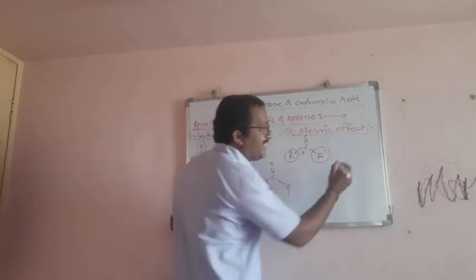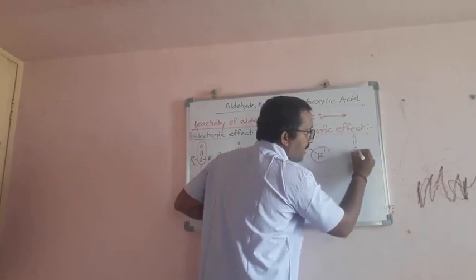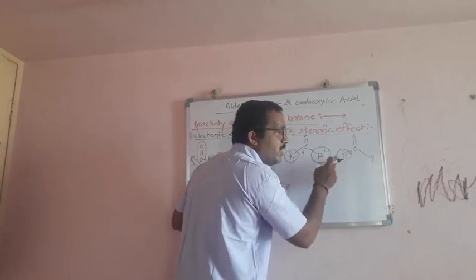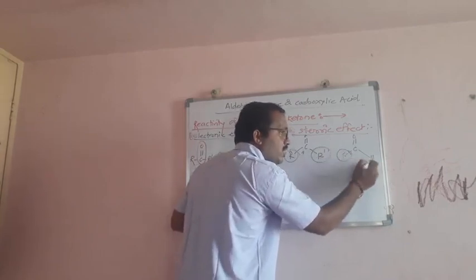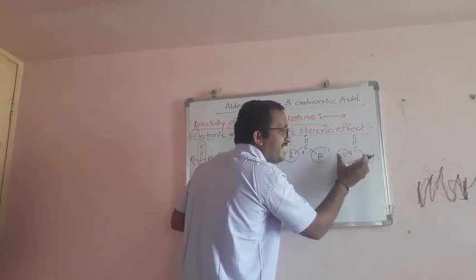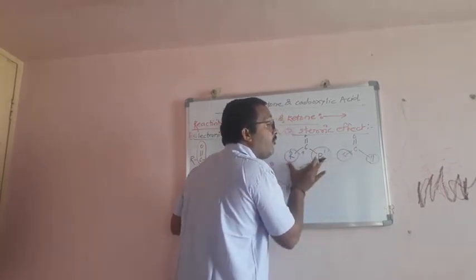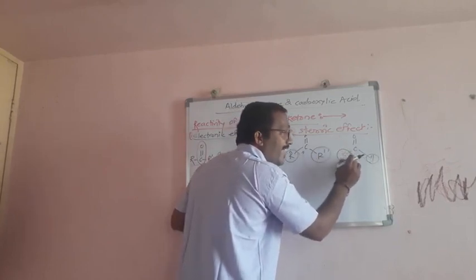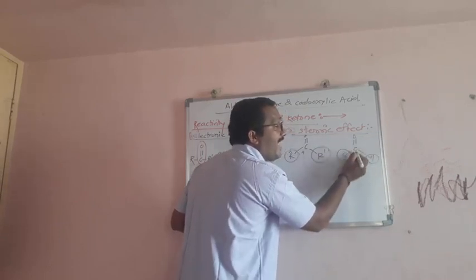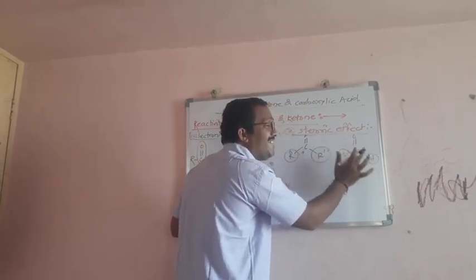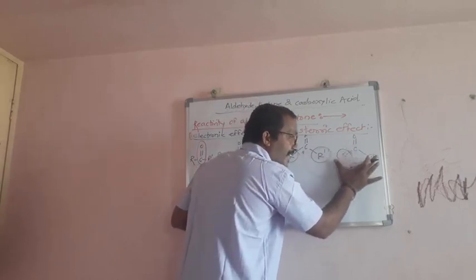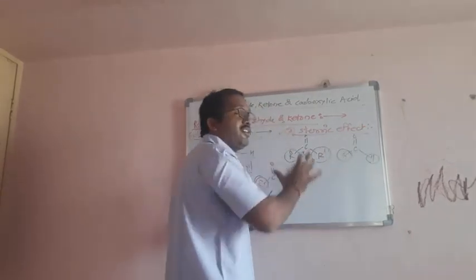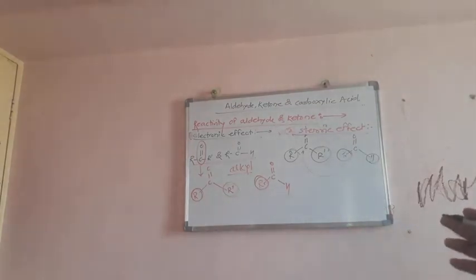On the other hand, in the aldehydic functional group, there is only one alkyl group, only one bulkier group, and the other is hydrogen. The steric hindrance is less than that of the ketone, because only one alkyl group is attached in the aldehyde, and the nucleophile attacks this carbonyl carbon very easily. That is why aldehydes are more reactive than ketones.